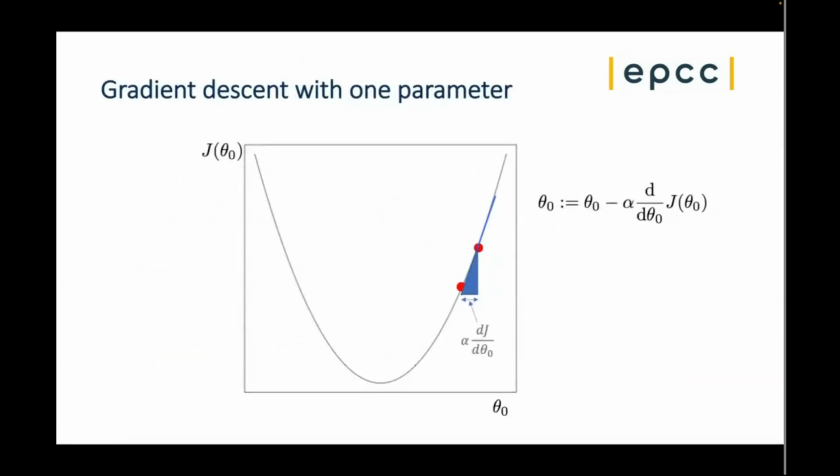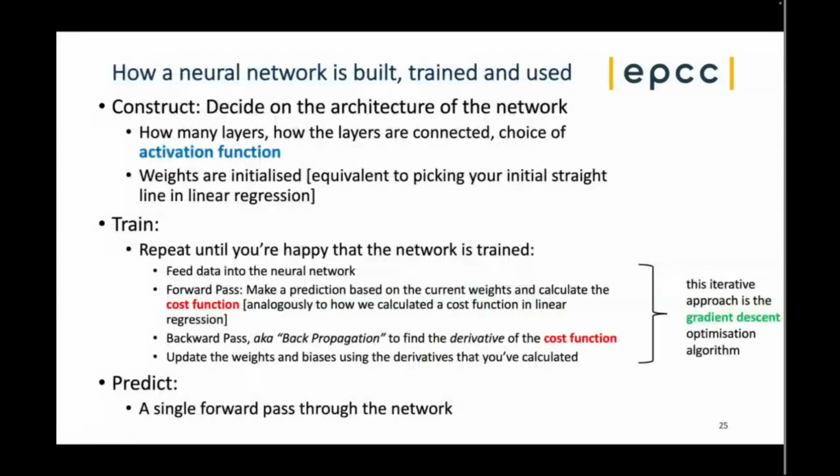So we have to decide on the architecture, how many layers, how the layers are connected, and the choice of activation function. Our weights are then initialized. That's equivalent to picking your initial straight line in linear regression. They're normally initialized at random. And then we train the neural network, which is a repetitive, iterative process, remember, back and forth through the network.